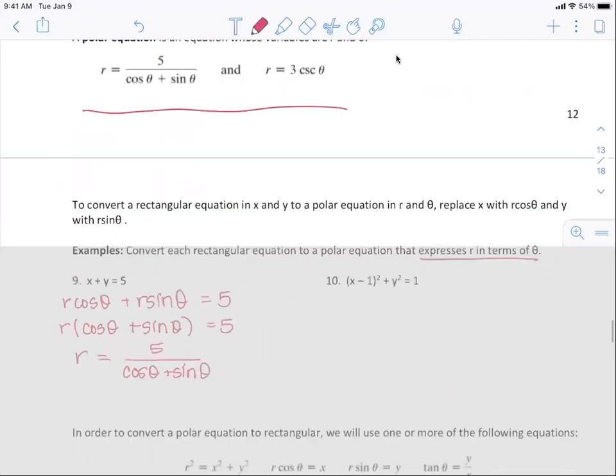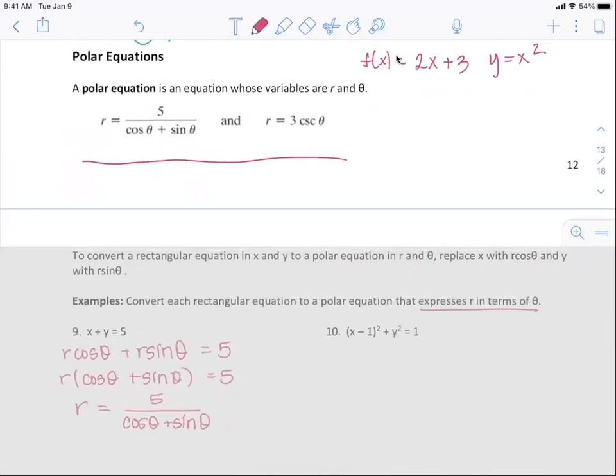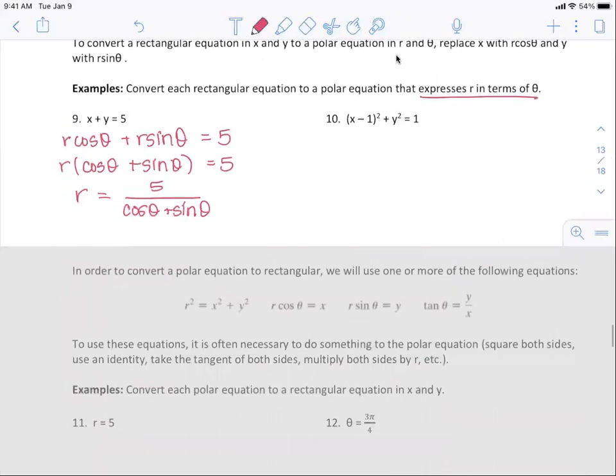So that was actually the example equation that was given above. That is where that comes from. We know that x plus y equals 5 is the graph of a line in rectangular. To achieve that same line in polar, this is the equation that we would need to graph for various values of theta. All right, let's look at number 10.